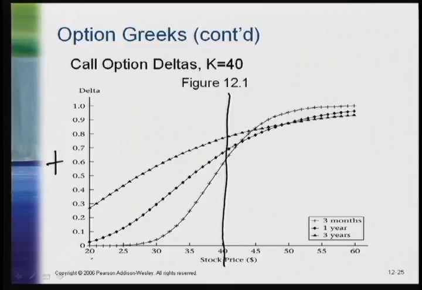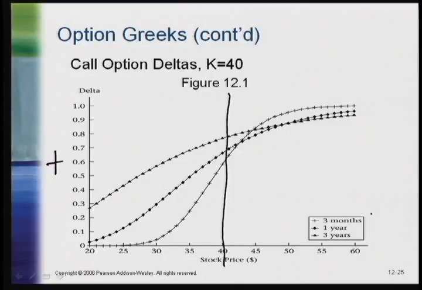In other words, if you have a $20 stock and a $40 strike, if the stock goes from 20 to 21, the option's not going to change value very much. It's too far out of the money.